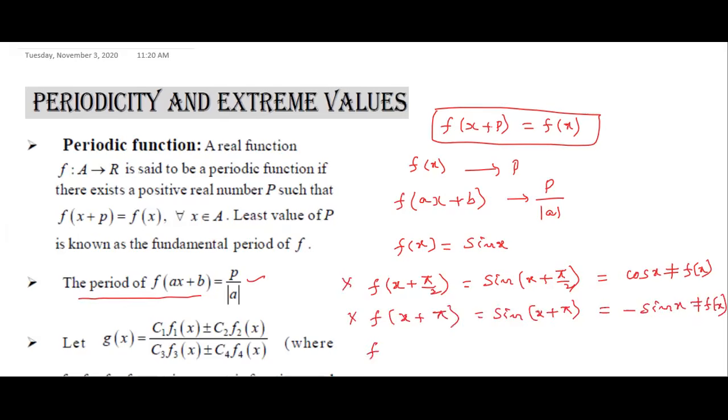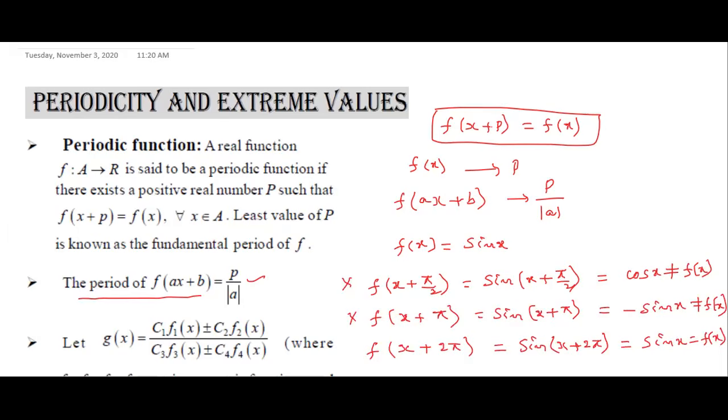Now go to the third one, f of x plus 3 pi by 2. At 3 pi by 2, sine changes to cos. So that also does not satisfy the condition. So follow another method, that means take another value: 2 pi. f of x plus 2 pi means sine of x plus 2 pi. Observe that sine of 2 pi plus x, 2 pi plus x is the first quadrant. So we get the answer sine x. So this is equal to f of x. So the condition is satisfied.